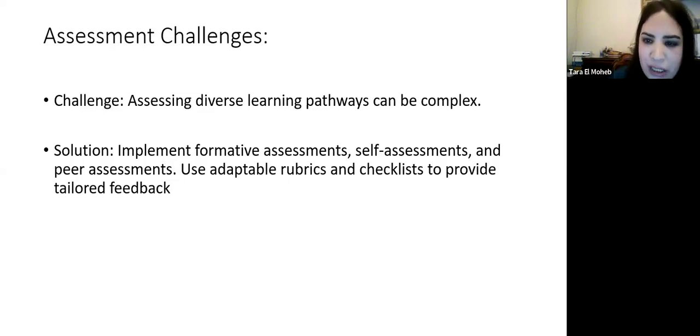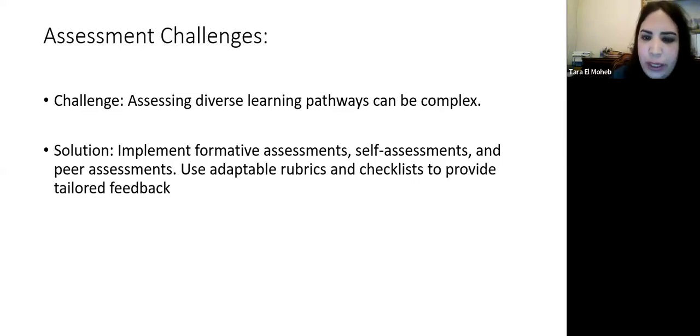Implement formative assessments, self-assessments, and peer assessments. Peer assessments mean students can collaborate together and check their own mistakes, and then they can say, for example, why is this mistake? What did I do here? What was the mistake that I have done here?